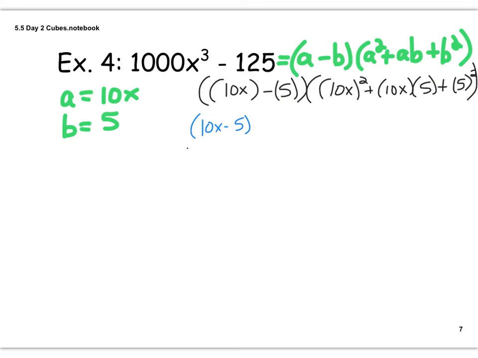However, I can simplify this term. 10 squared would give me 100, and then x squared would give me x squared, plus 10x multiplied by 5, so that's going to be 50x, and then 5 squared is 25. All right, there you have it.